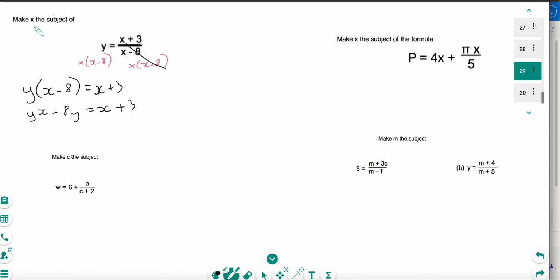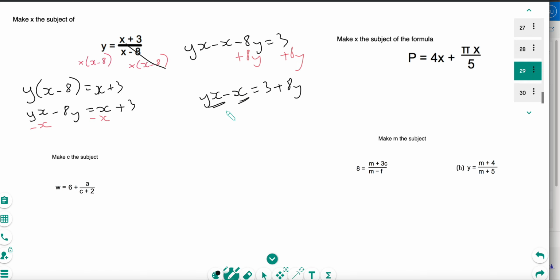Then I want to make x the subject. So I'll put all the x terms on one side and everything else on the other side. So to get rid of x, I'm going to minus x to move it on the left-hand side. So we have yx minus x minus 8y equals 3. And then I'm going to get rid of this minus 8y because I want all the x's on the left-hand side. So I'll plus 8y, plus 8y. So on the left-hand side, I have yx minus x equals 3 plus 8y.